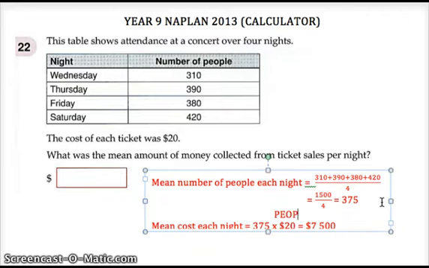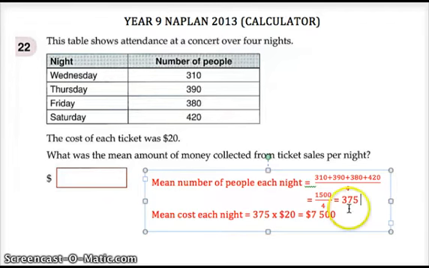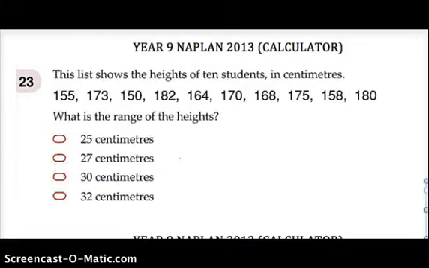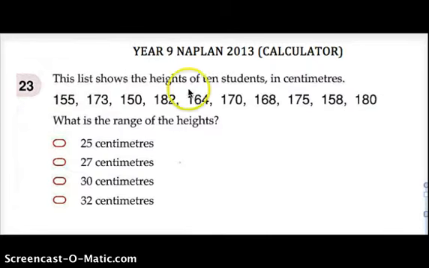And the average cost, therefore, each night is 375 times $20, which is $7,500 each night. Question 23 of the 2013 calculator paper. Okay, this list shows the heights of 10 students in centimetres, and first height is 155 and the last height there is 180, and there are other heights in between. What is the range of the heights?